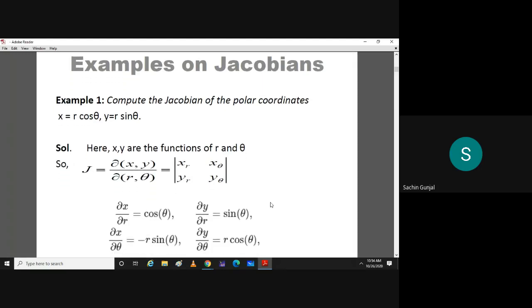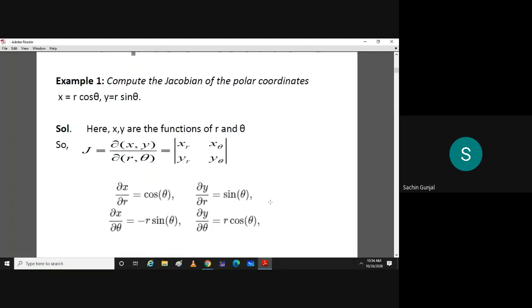As an example, let us quickly calculate the Jacobian of x, y with respect to r, theta. What is given? x is equal to r cos theta and y is equal to r sin theta, which are polar coordinates for x comma y in Cartesian.